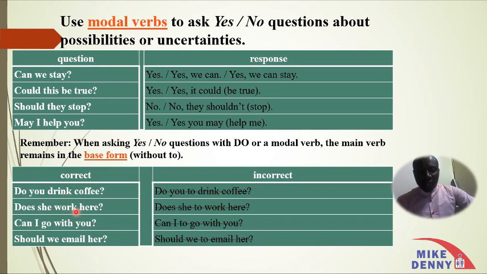Does she work here? Not does she to work here? No, no. Can I go with you? Not can I to go with you? Impossible. It's incorrect. Should we email her? That's correct. Not should we to email her? So you should take note about that.